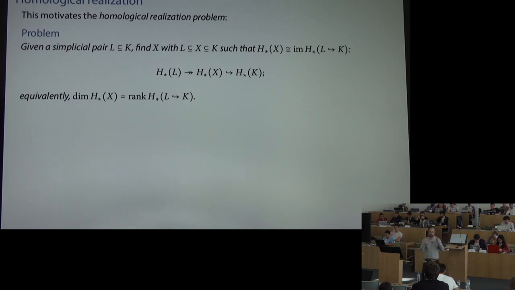So in a sense, this is always the smallest number in homology that can possibly be achieved by any complex, because the map from L to K in homology has to factor through this space X, through any space that lies in between, that's nested in between. So we're asking, is it possible? We see this image in algebra. Is it possible to also see it in geometry?